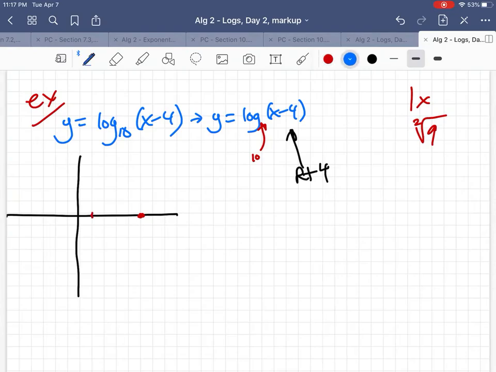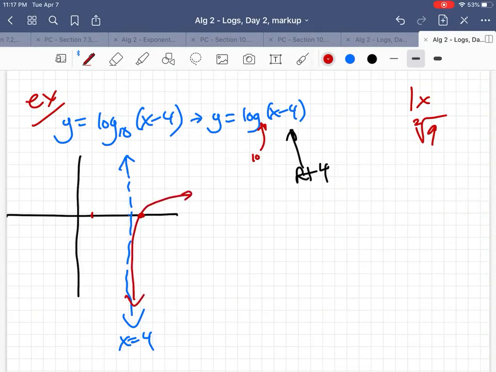My asymptote used to be here at 0, but now it's going to be 4 spaces over also. So it's going to be at 1, 2, 3, 4, right here on this line. So my new asymptote is at x equals 4, and my graph is going to come right up through here and go over.